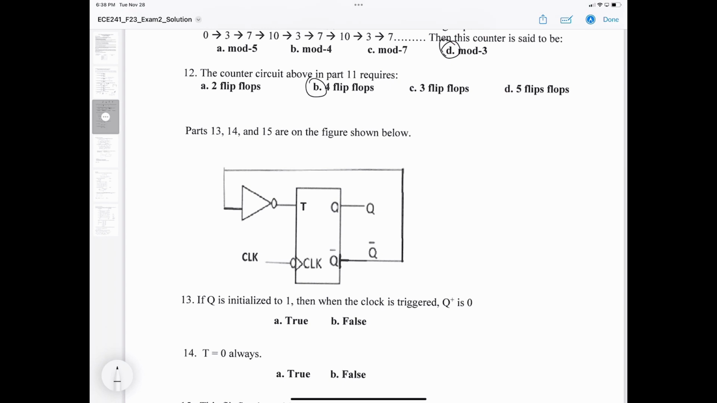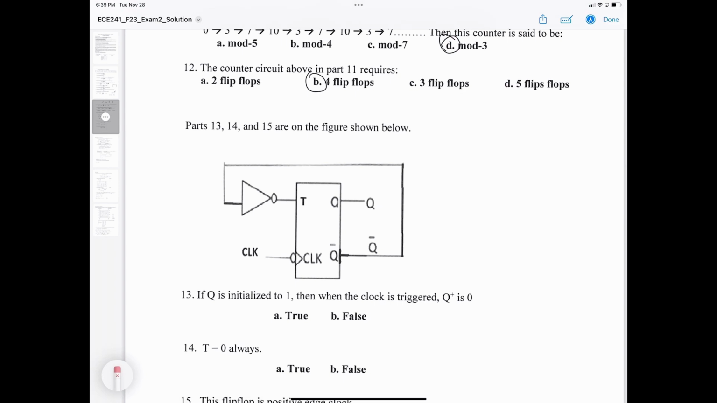Alright, if Q is initialized to 1, then when the clock is triggered, Q plus is 0. T is a function of Q bar in this state. So if Q is initially 1, this is 1, this is 0. So 0 coming through gets inverted here to a 1. T is a 1, that's toggle. So Q becomes a 0. So the next state of Q is 0.